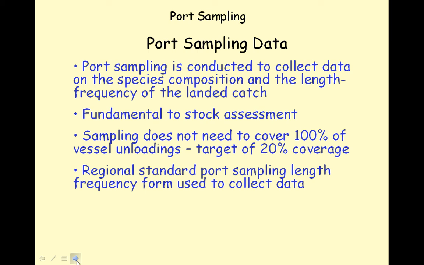Port sampling data collection does not need to cover 100% of vessel unloadings, and a target of at least 20% coverage of vessel unloadings is the recommended level. The Regional Standard Port Sampling Length Frequency Form is used to collect information on the unloaded catch from selected vessels.